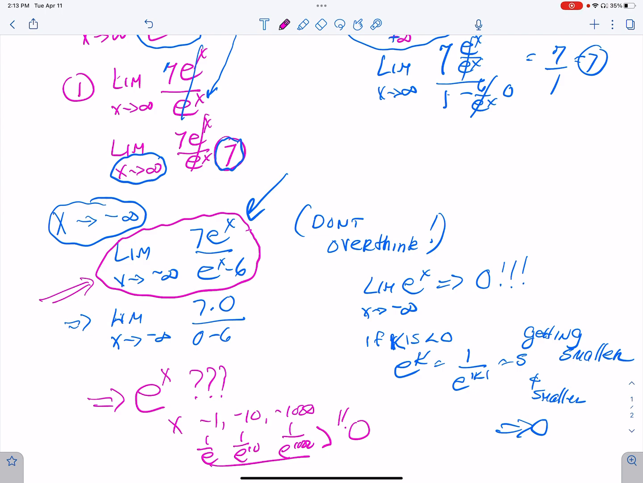Too many times we've got it stuck in our head to use the idea that e to the x is approaching infinity, so 1 over that approaches 0. It's not the case here. e to the x approaches 0 as x approaches negative infinity. So now our problem is actually fairly simple. Our limit as x approaches negative infinity is going to be 7 times 0 divided by 0 minus 6, which is 0 over -6, which is 0, which is in fact true. The limit as x approaches negative infinity of this function is 0.